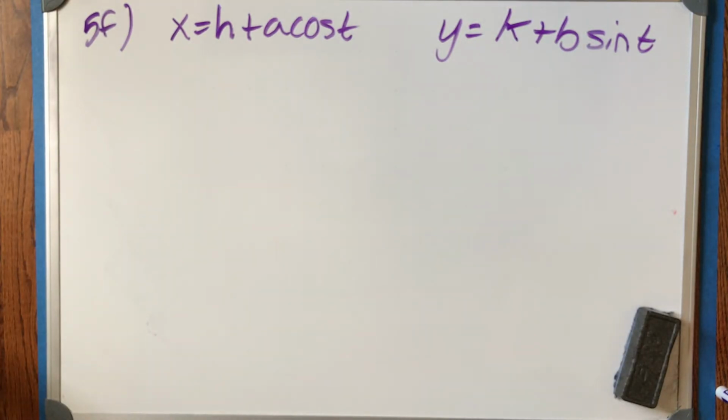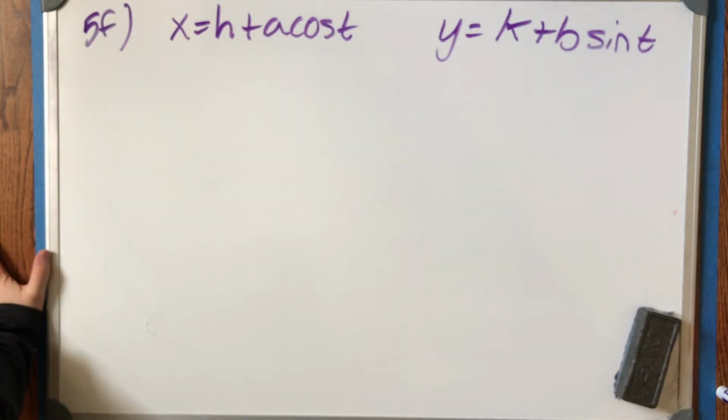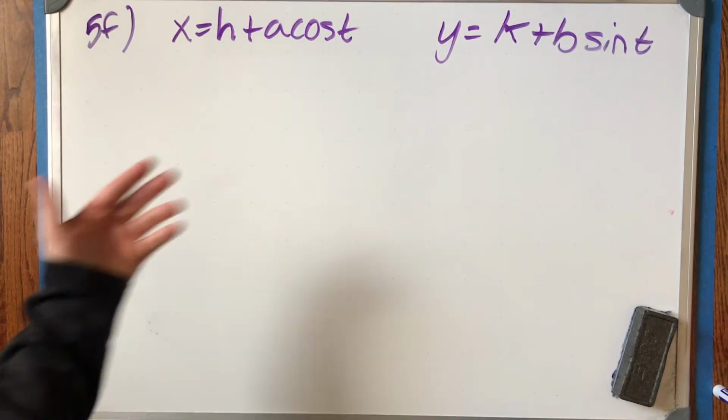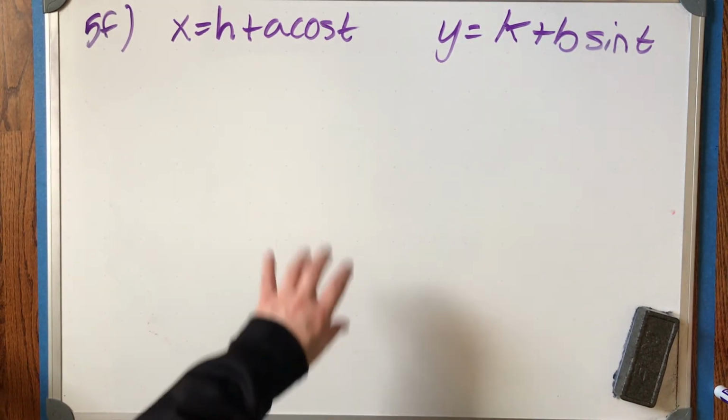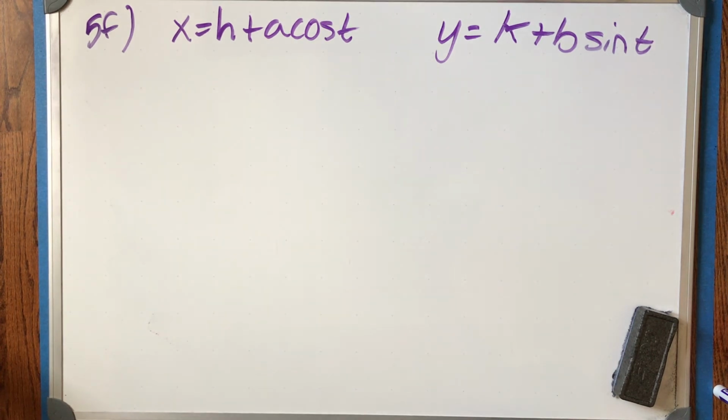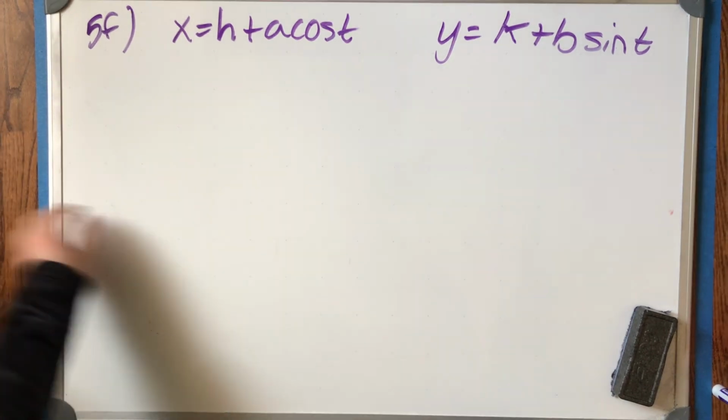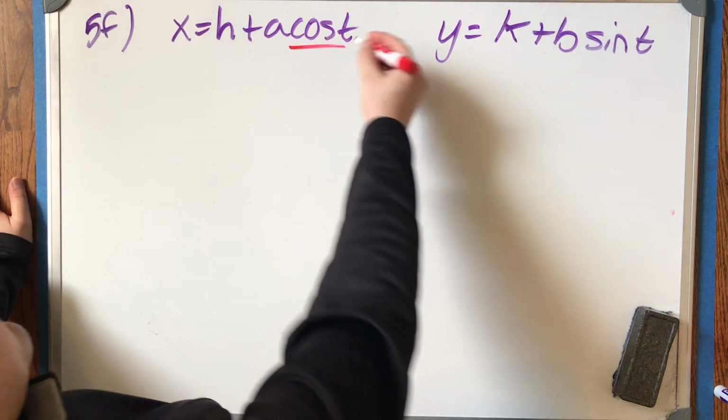So 5f is annoying because it's just 5e, but with no numbers whatsoever. So it's allowing us to start making a really strong connection between parametric and what the ultimate rectangular form would look like. So I'm just going to do the same exact thing we just did.